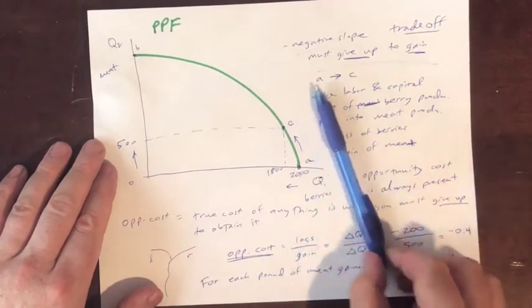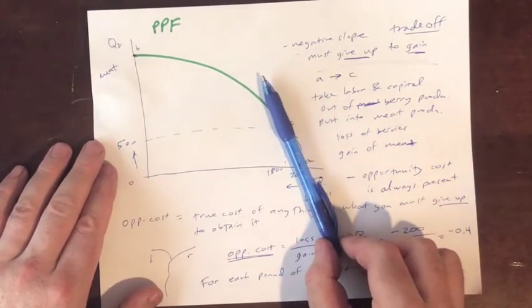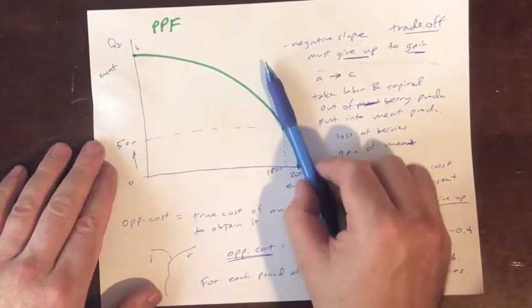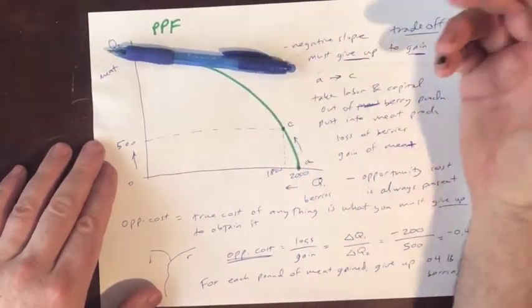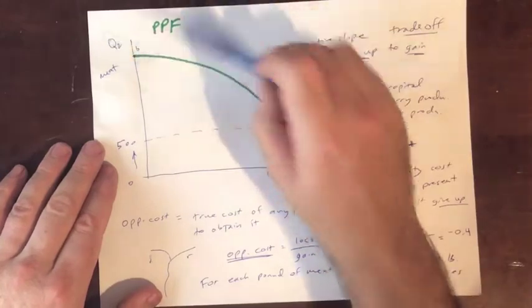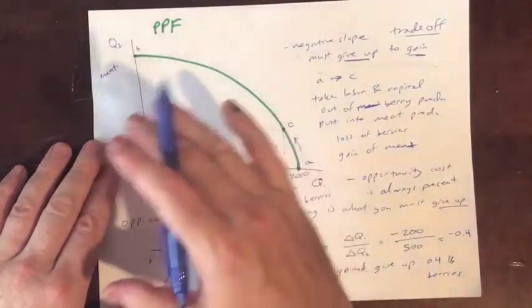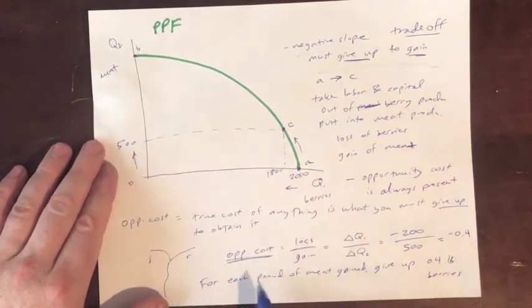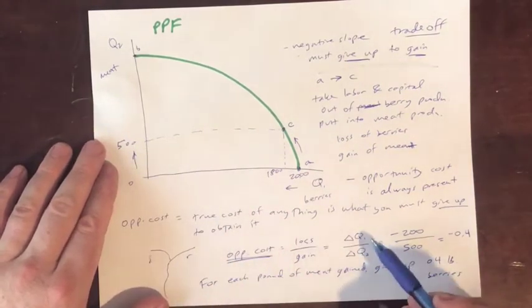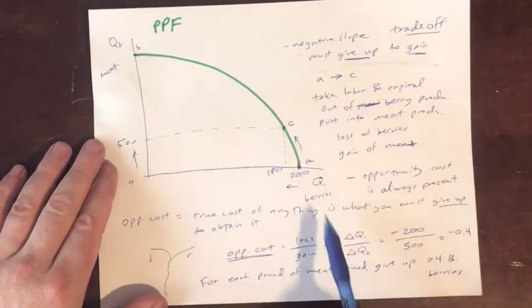That's the meaning of it, right? If it's this steep between these two points, we can see it's less steep and less steep as we go along this curve, right? So the slope of the production possibilities frontier represents this opportunity cost. It's going to be either the slope or the inverse of the slope, depending on which direction we're going.